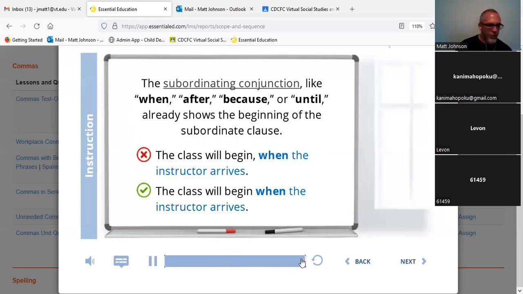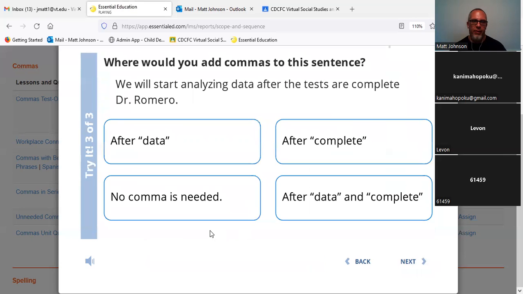So yeah, it can get a little tricky. That's for sure. Where would you add commas to this sentence? Okay. So looking here, where will you add a comma? So we will start analyzing data after the tests are complete, Dr.